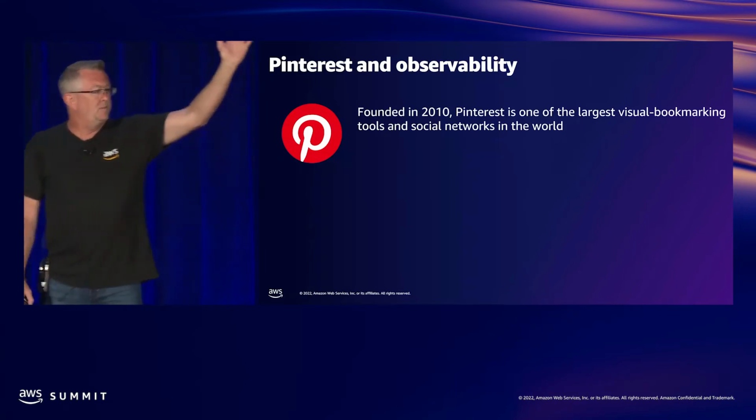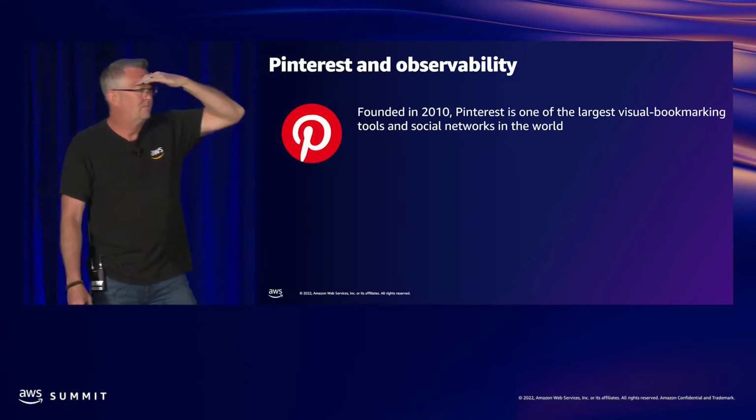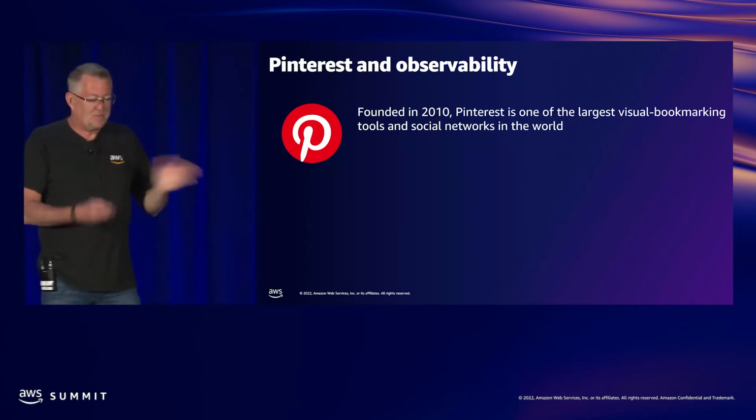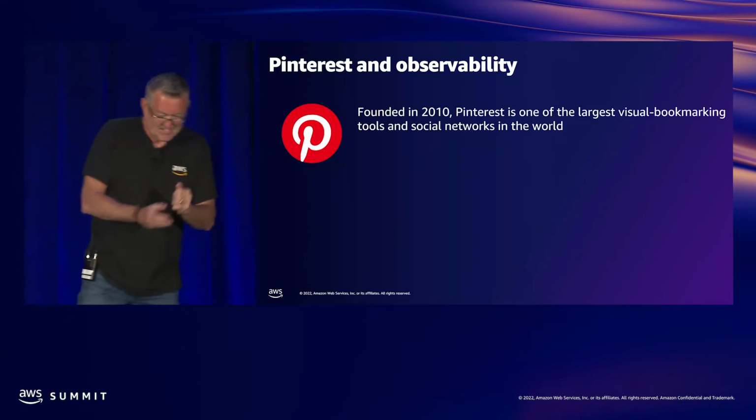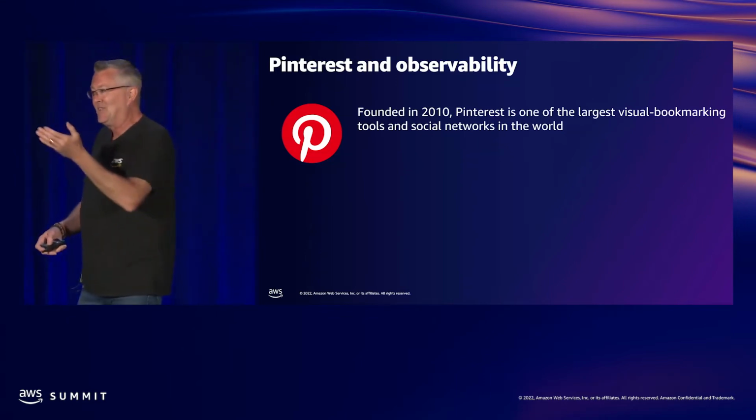And how many people know who Pinterest is? Okay, so Pinterest basically, and my wife loves it. She's always holding pictures and things and new projects for me to work on when I'm not doing my AWS thing.